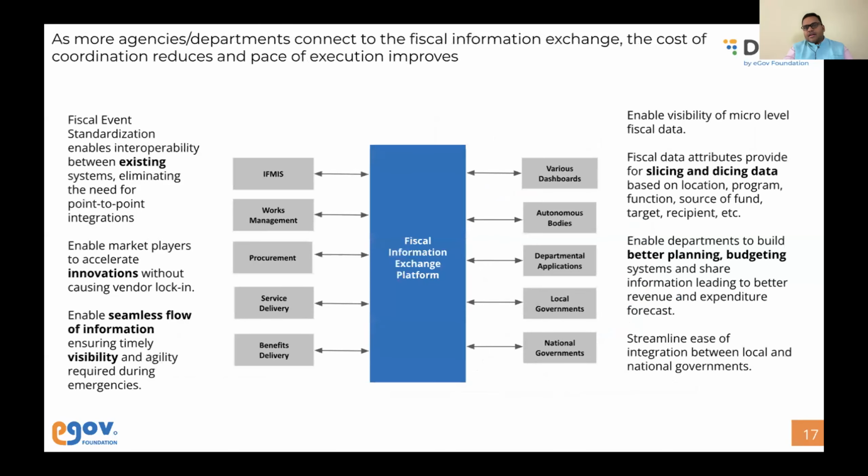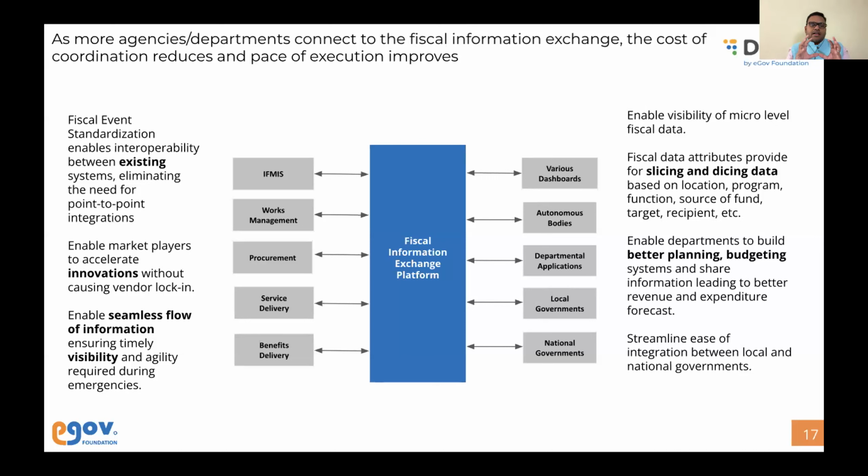So if we look at it, in essence, what happens is we're looking at visibility and coordination through iFix, right? As more and more departments or agencies onboard on iFix, we will also have the execution pace improving, as well as the cost of coordination coming down, because iFix will enable interoperability between existing systems through iFix adapters that can be built. It needs no change to the existing system whatsoever.